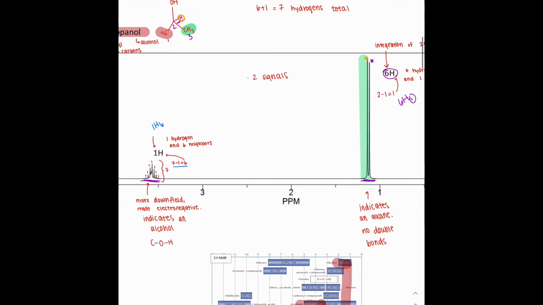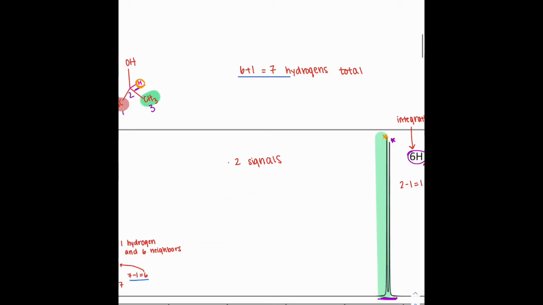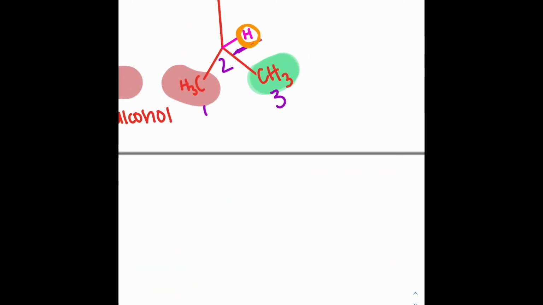So we know that there are two signals, and then just to confirm that we have 7 hydrogens, and this is not including that alcohol group, we can take those two integration numbers, and we can do 6 plus 1 is 7 hydrogens total, and we can go back up here and be like, okay, we have 3 hydrogens here, 3 hydrogens here, that's our 6, and then this is our 1, and there's 7 total.